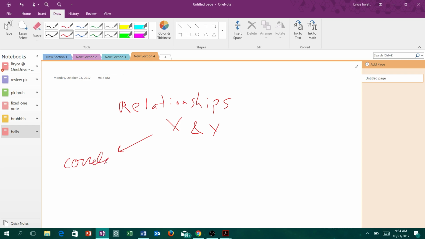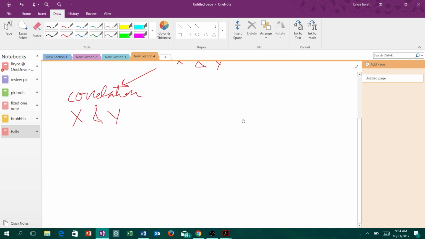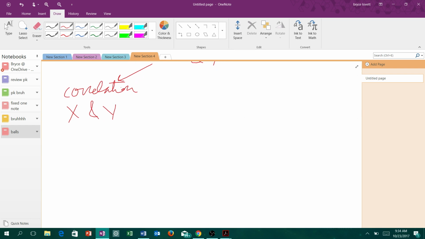And can you make any predictions or estimations of Y from X? No, you cannot. You cannot do that with correlation. Correlation just tells you that there is an association between X and Y, and it tells you two things. It gives you the correlation coefficient, R, which gives you two things. It tells you the strength of this relationship and the direction.